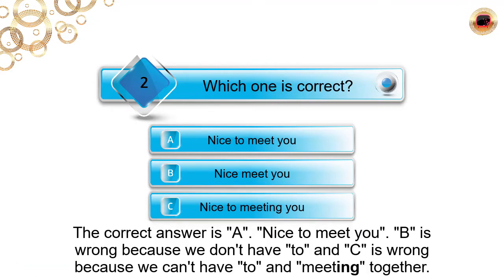The correct answer is A, nice to meet you. B is wrong because we don't have to, and C is wrong because we can't have to and meeting together.